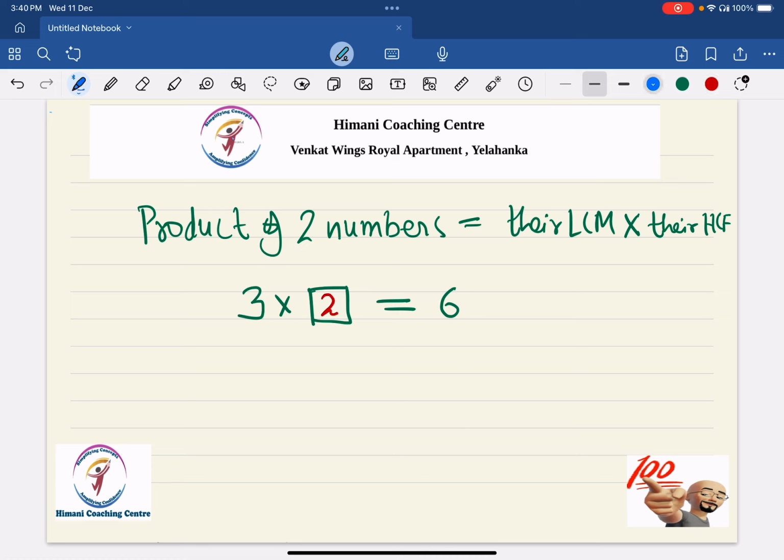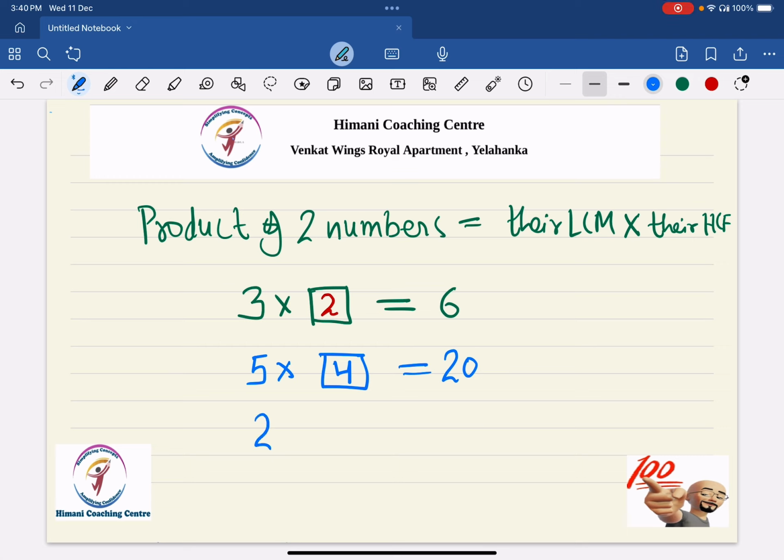Now let us say I want to check with you that 5 times what will give us 20. If you know the table of 5, you can check that 5 ones are 5, 5 twos are 10, 5 threes are 15, 5 fours are 20. So the fill in the blank is 4. Okay, let us do one more.